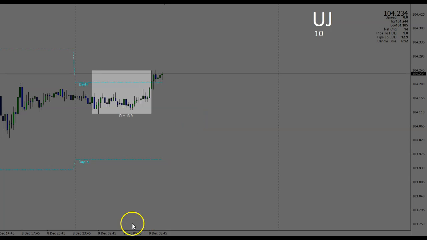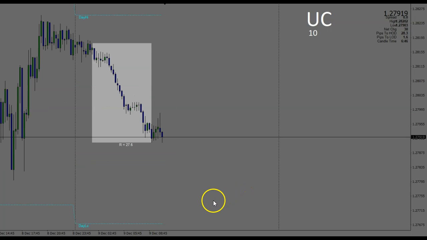Nothing to do right now other than monitor it and see what happens with the US dollar and the Japanese yen. US dollar, Canadian dollar, nice move to the downside. We've seen strength in the Canadian dollar pushing this down. Bit of sideways going on at the moment, so there's no entry points for me at the moment.